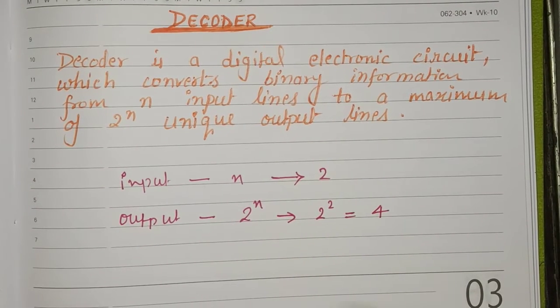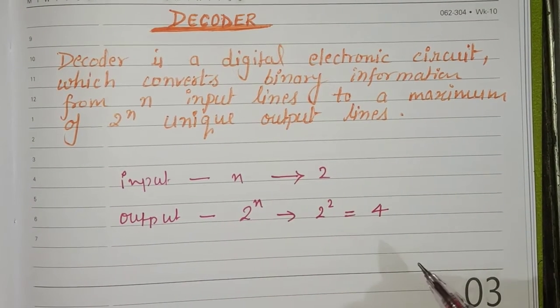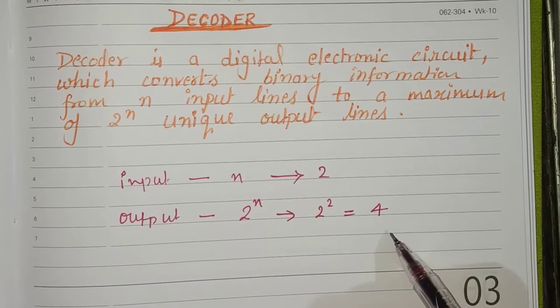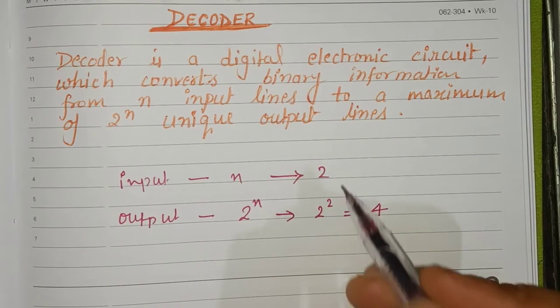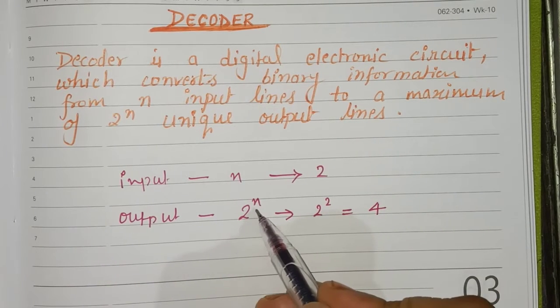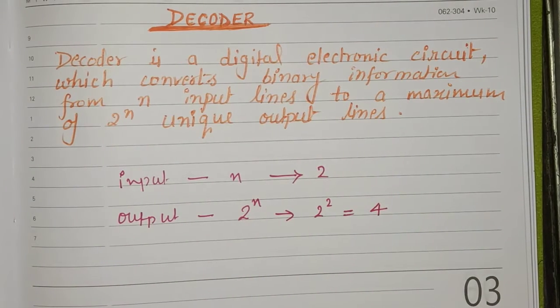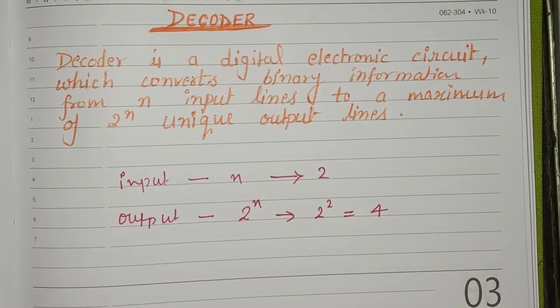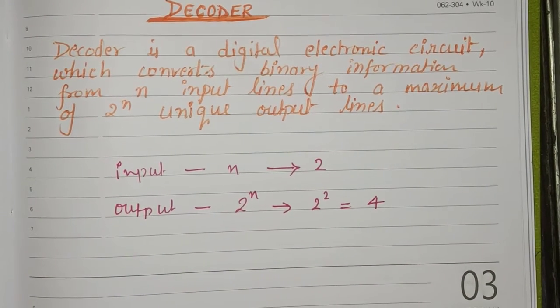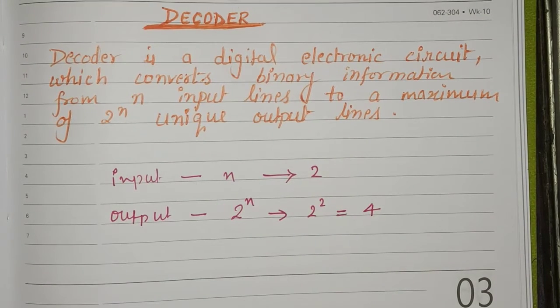So we can draw a 2 into 4 decoder and a 3 into 8 decoder. If your input lines are 3, then 2 raised to the power 3 means 8 output lines. So first of all, we see the truth table of the decoder.